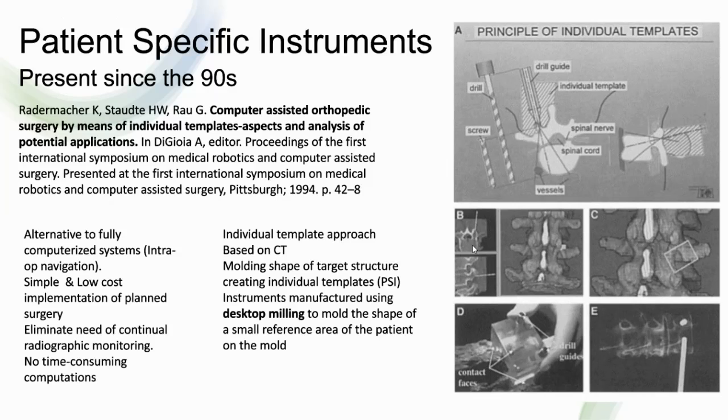So what they developed was this individual template approach based on the CT, and you can see in this picture on the right the principle of their individual templates. It's all based on CT scans, and the process is very similar to what we do now with patient-specific instruments. They were molding the shape of a target structure, a bony landmark, and creating individual templates. What they called individual templates is what we now call patient-specific instruments. These instruments were being manufactured using milling. At that time, this seemed like a simpler and lower cost solution compared to the navigation systems.